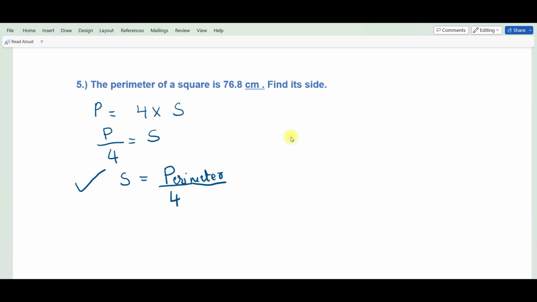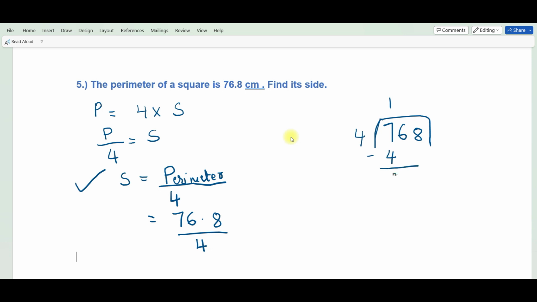So now let us substitute the value which we have. That is, the side is equal to, the perimeter is 76.8 divided by 4. Now we have to solve this. That is 7, 6, 8 and 4. Now I have 1 time of 4, which gives me 3 as the remainder.